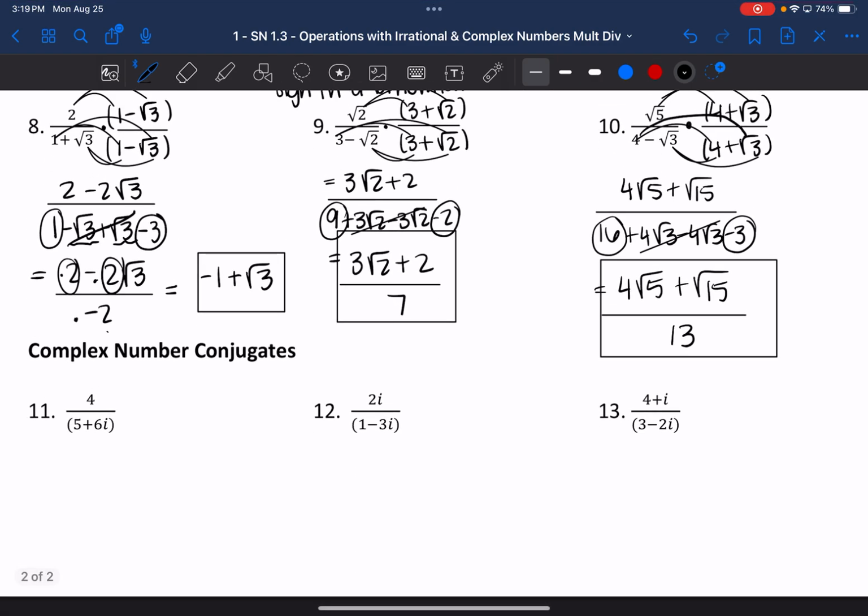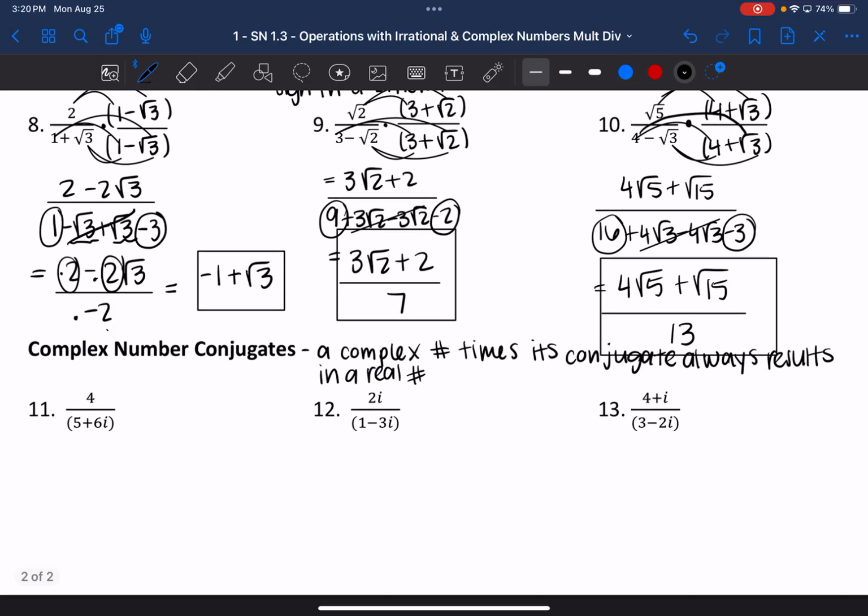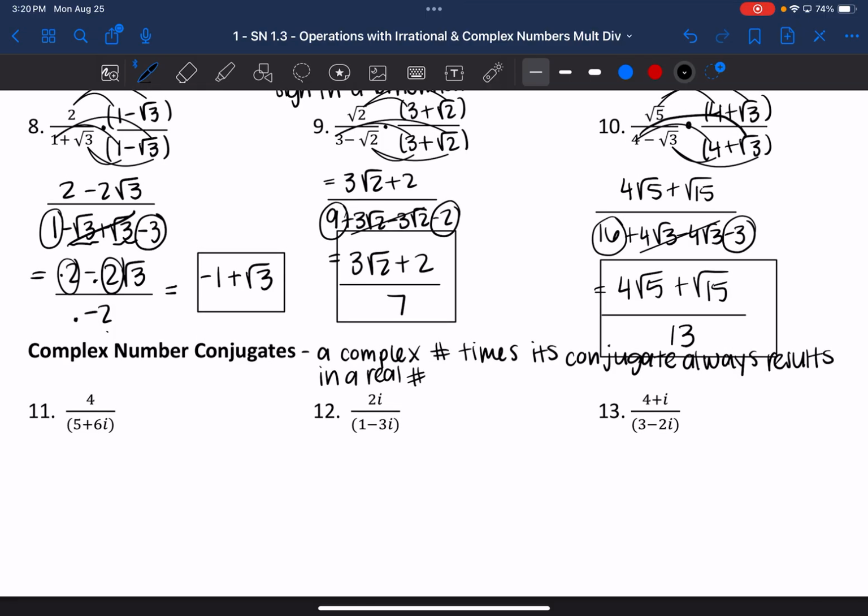All right, and then the last thing we're going to look at is complex conjugates. So this is going to be a complex number times its conjugate always results in a real number. Which would be ideal for us. So on number 11, again, I'm going to multiply by the conjugate. So my conjugate here would be 5 minus 6i in both top and bottom.